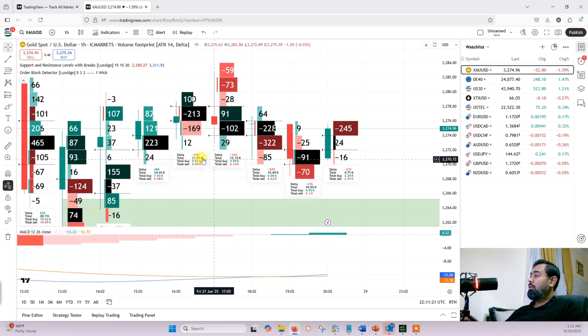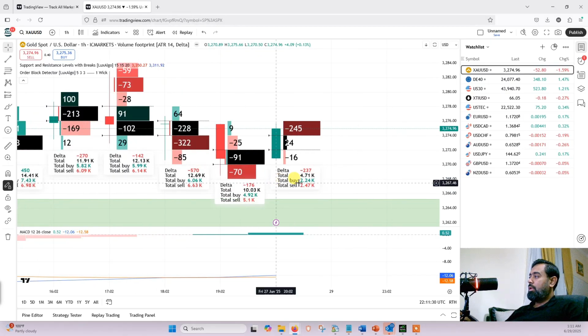Now we see all of these are in minus: minus 570, minus 176, minus 237. When we see below that the buy orders are getting more than the sell orders, and finally we get a positive delta, we take a buy. Understood?